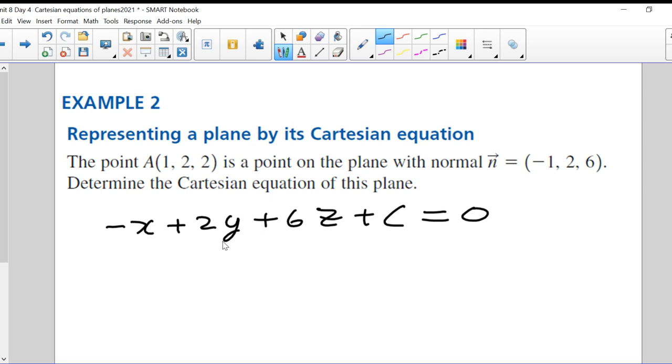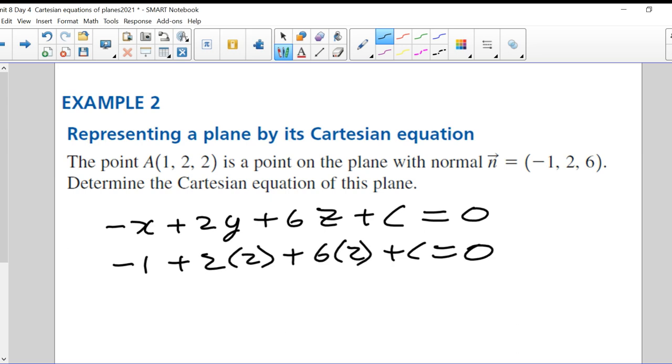And as Quinn said a few minutes ago, we're just going to plug in the value, a point that's on the plane. We need that to be able to create the equation. We're just going to go ahead and plug in that point into the x, the y, and the z. So it's -1 plus 2 times 2 plus 6 times 2 plus c equals 0. So this would be -1 plus 4 plus 12 plus c.